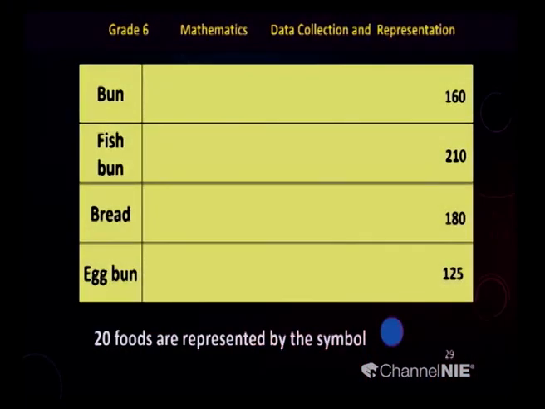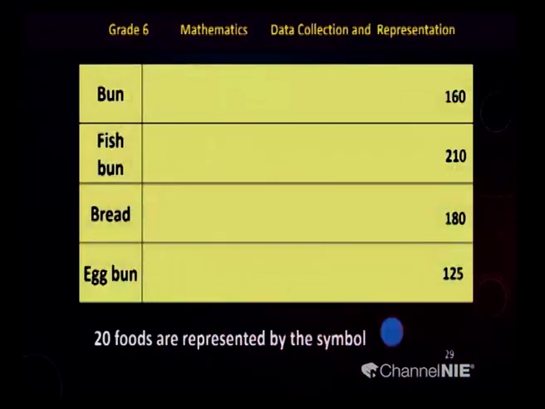Here I have mentioned at the bottom of the picture graph, you can see 20 foods are represented by the symbol circle. That means 20 foods we can represent by this circle. Then tell me how to represent 10 foods. To represent 10 foods, we can take the half of a circle. It is like this, half of a circle.